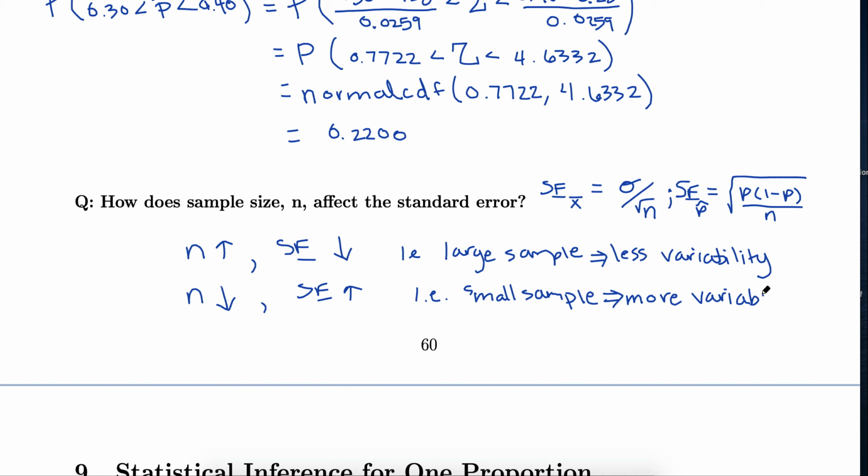All right, so this concludes the last video on sampling distributions for proportions. In the next section, we're going to move on to confidence intervals for proportion, and you'll see why we needed to talk about all this stuff in the first place.